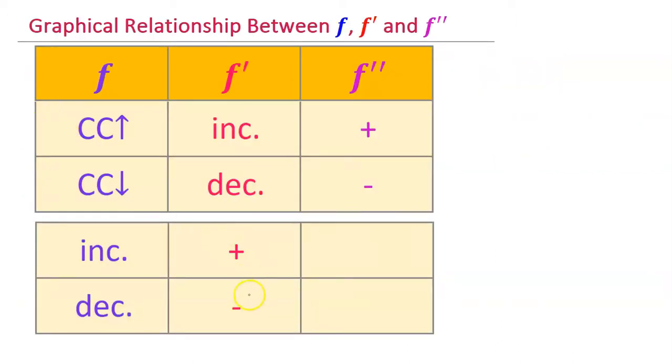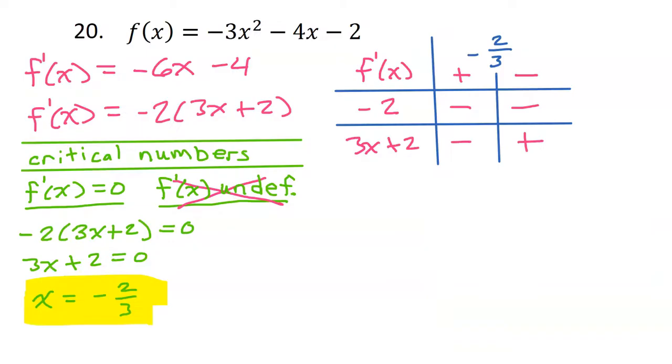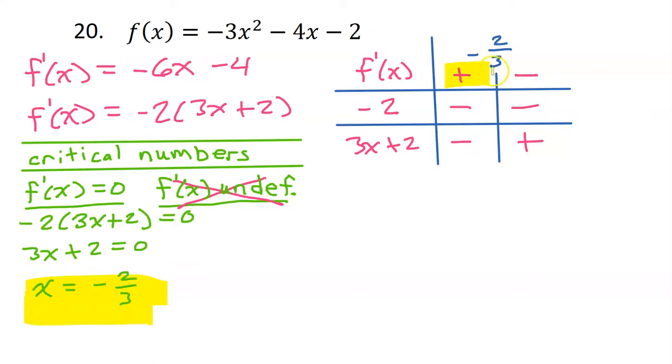I'm hoping that a long time ago you learned the graphical relationship between f, f prime, and f double prime. For now, focus on the fact that if f prime is positive, then f is increasing. If f prime is negative, then f is decreasing. So that means that the original function should be increasing in this interval from negative infinity to negative 2/3 and decreasing in this interval from negative 2/3 to infinity.